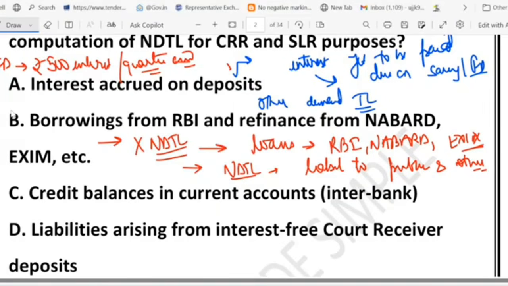You can think of it like this: if I borrow from my boss, that is RBI, it is not a general liability to the public or other banks. So it stays out of NDTL.